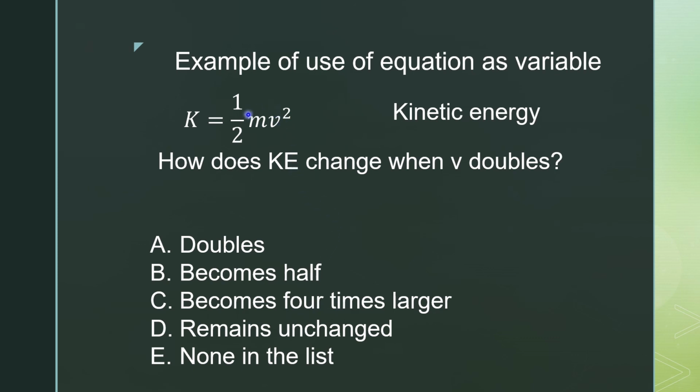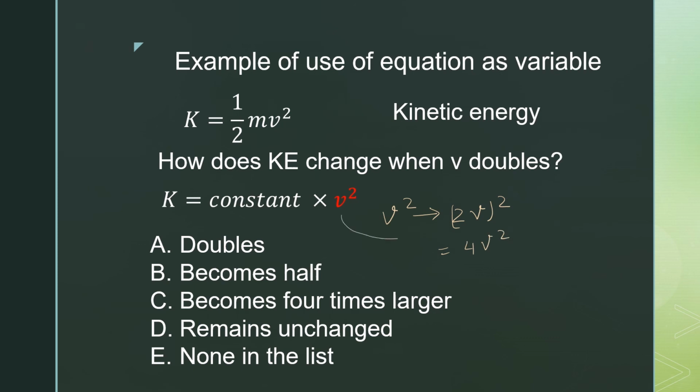Now, let's see how we work on this. Here, the only thing that we are changing is v. In this equation, we assume mass is not changing, meaning mass is constant, and the 1 and 2 are also constant. That means we can rewrite this equation as everything else constant times v squared. v goes to 2v, so v squared goes to 2 times v squared, which means it becomes 4v squared.